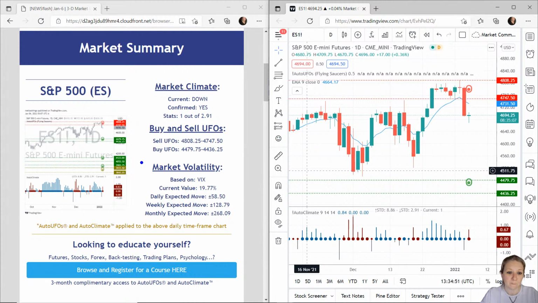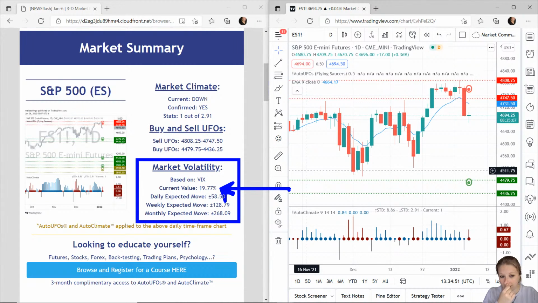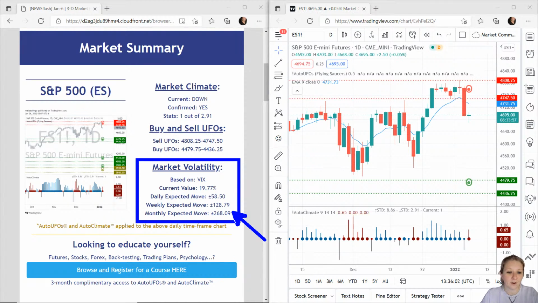Now, when it comes to volatility, we would expect that the S&P would move up or down in 1 year by 19.77%. So in a day, that would be up or down of 58.5 points. In a week, 128.79 points up or down. And in a month, 268.09 points up or down. So that's the S&P 500.